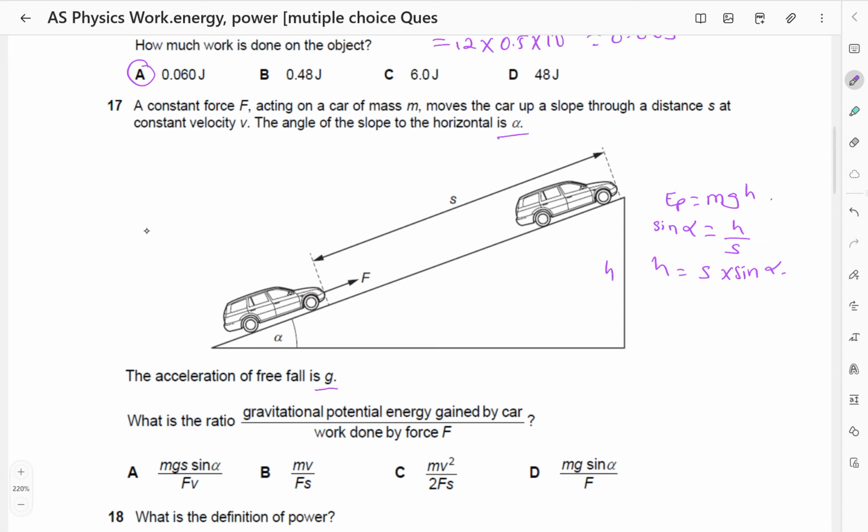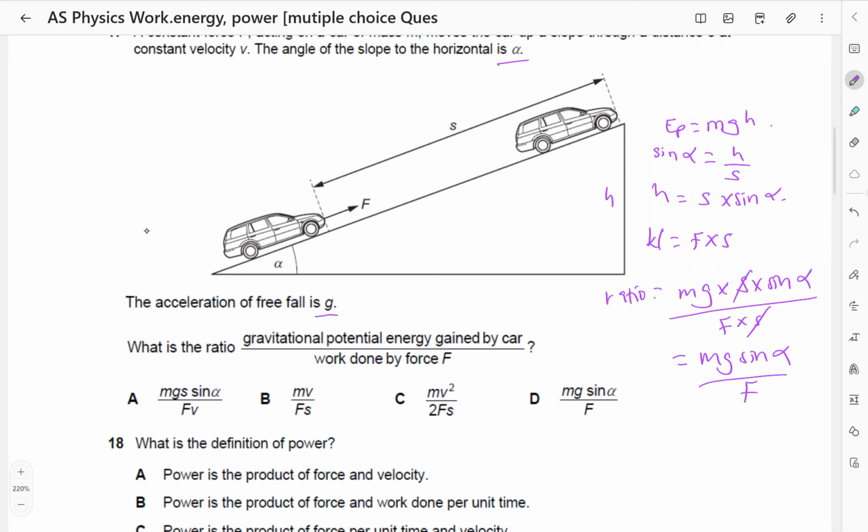Then the work done by the force F. Work done is going to be the force F times the distance moved, which is S. So now the ratio will be potential energy, which is mg times h, where h is S sine of alpha, divided by the work done, which is F times S. So S cancels out. We remain with mg sine of alpha divided by F. So our answer is going to be D.